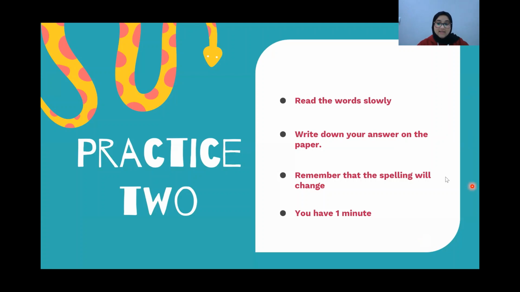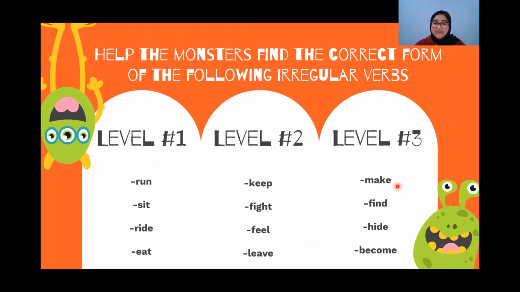Okay, so second practice is simple as well. We are going to read the words slowly. We are going to write down our answers on the paper. And please remember that the spelling will change, okay? You have 1 minute. I think you can do it. Let's go on. Okay, so this is our practice.